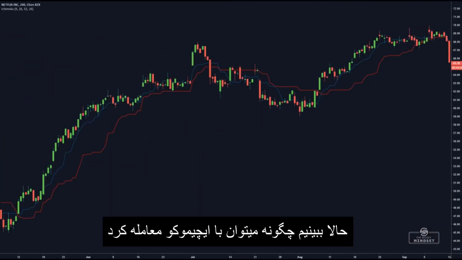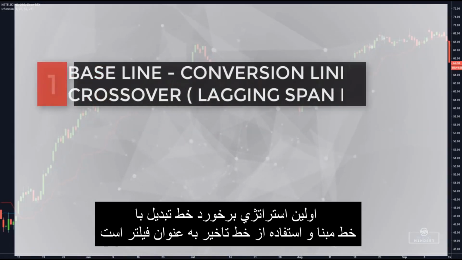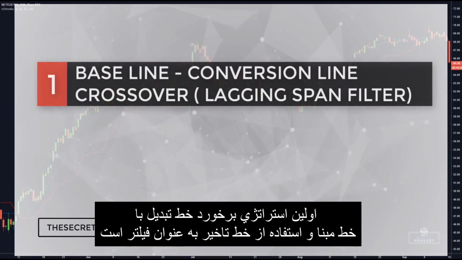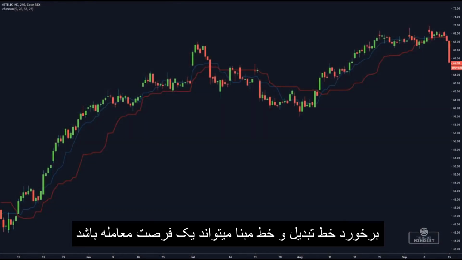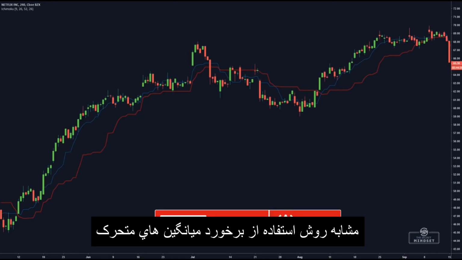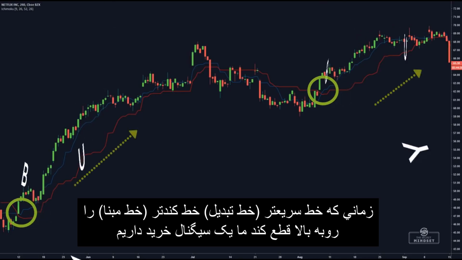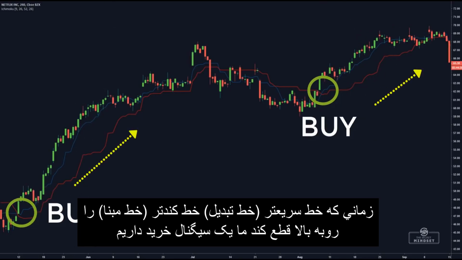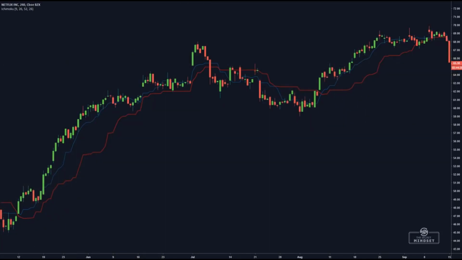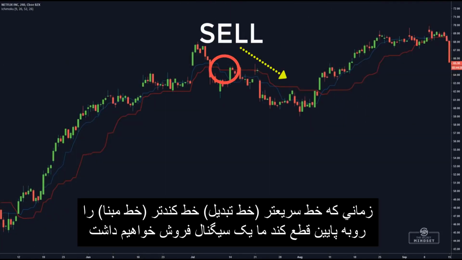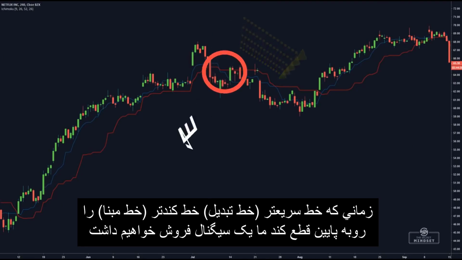Now let's see how we can trade with Ichimoku based on what we've learned so far. The first strategy involves baseline and conversion line crossover with the lagging line as a filter. The crossover between the baseline and the conversion line can offer trading opportunities in a similar fashion to a moving average crossover. When a fast-moving baseline crosses above the slower-moving conversion line, we have a buy signal.